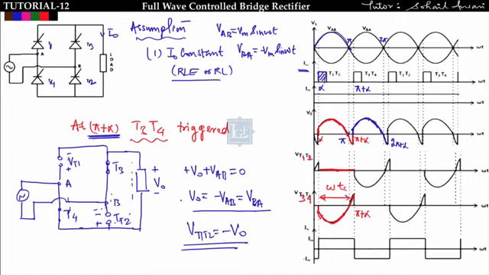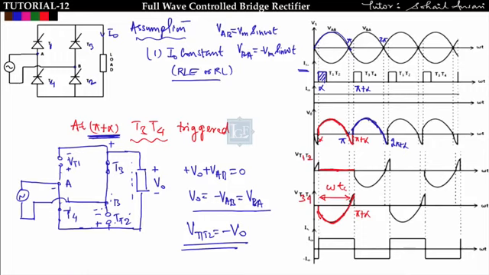Got it? So after π + α, T3 and T4 will start conducting and T1 and T2 will go into reverse bias. You can see that T3 is connected with B, and VB is nothing but the positive terminal. B is the positive terminal after π + α. So this will be plus and this will be minus. So the supply voltage is negative when T3 T4 are conducting.